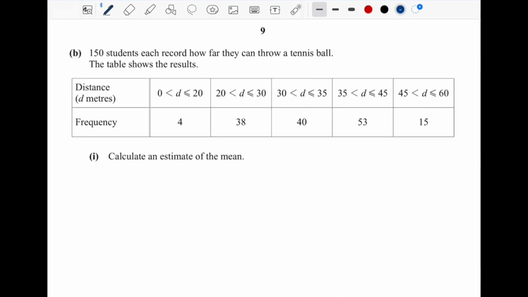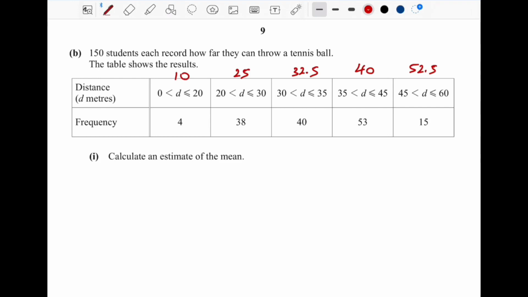Okay, second one, 150 students. This is a record of how far they can throw a tennis ball. Distance in meters, frequency. Estimate the mean. To estimate the mean, find the meter value for each category. How do I find the meter value? This one plus this one divided by 2. So 10, 25, 32.5, 40, 52.5. Okay, so you have the meter value for each one.